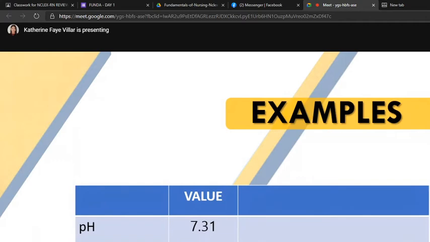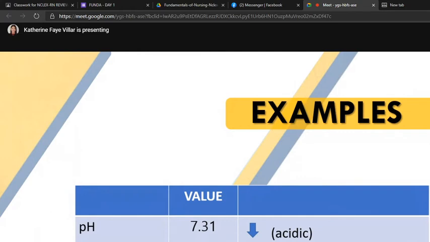Is that acidic or alkaline? Acidic. Okay, acidic. Very good. And PCO2 then, 51. Acidic pa din.